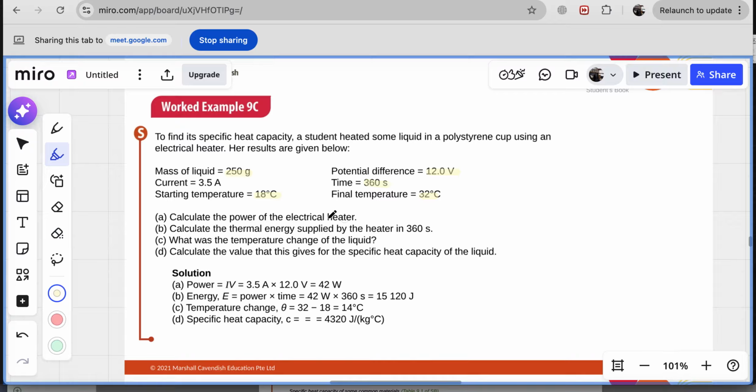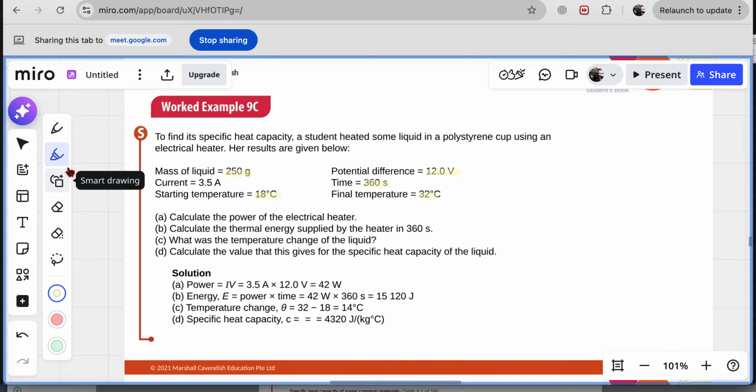Now, the first one is to calculate the power of the electric heater. Power is IV. So let's show the calculation. I is the current and V is the voltage. They give you all these values: the current is 3.5, and the voltage is 12.0. So you multiply 3.5 times 12.0, you get 42 watts. Remember the unit of power is watt. The second question says, calculate the thermal energy supplied by the heater in 360 seconds.